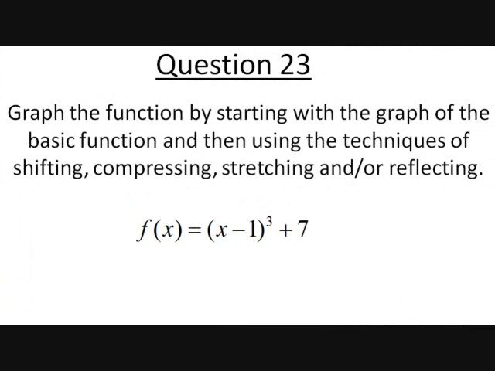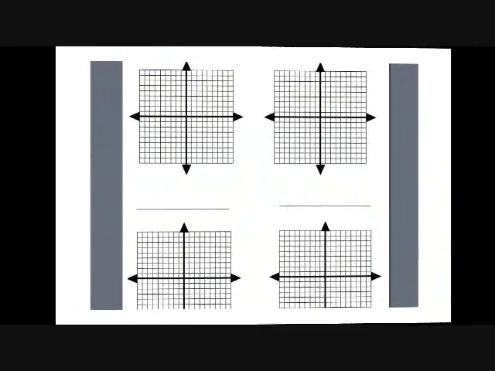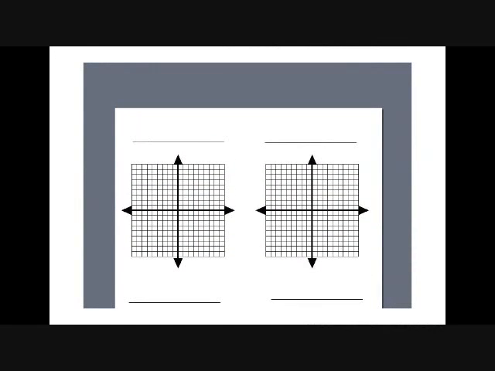Okay, the last question, question 23, is exactly the same. Graph the function using transformations. In this case, the function is f of x is equal to open parenthesis x minus 1 close parenthesis raised to the cubic power plus 7.